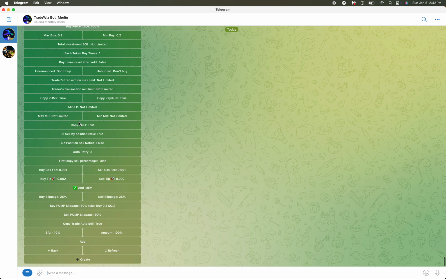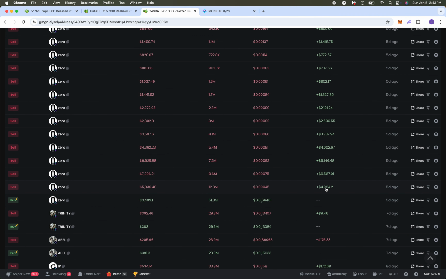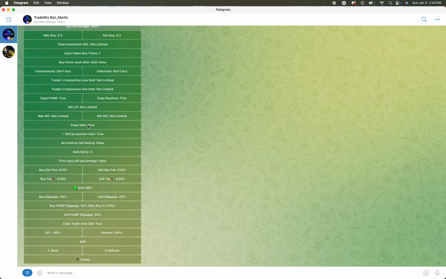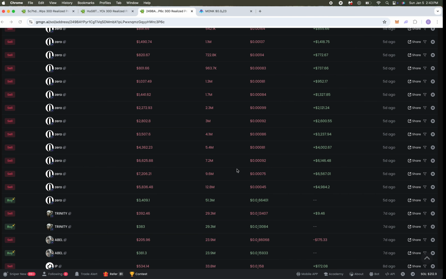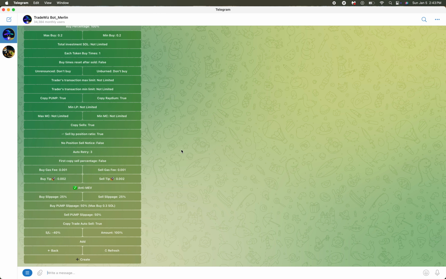And I normally don't leave copy sells on, but for this wallet, I will, because if you look here, he clearly knows how to take profits. So I would put copy sells true. And also you want to put sell by position ratio true as well, because what that means is, let's say he sells here, it says, let's say 10%. He sells 10%. You'll also sell 10% of your position here. He sells another 20%. You'll sell 20%, and so on and so on. So you'll take profits while the wallet you're copying is taking profits, which is a really great feature to have.